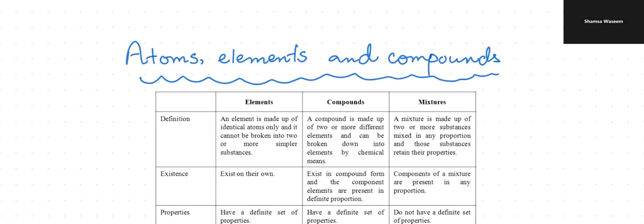Assalamu alaikum, bachcho. So today in the lesson, we are just going to discuss chapter number 2 of IGCSE and O-level chemistry, right? And the name of the chapter is going to be atoms, elements, and compounds, right?